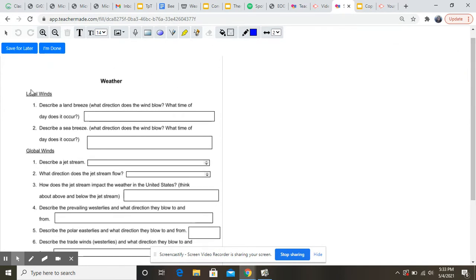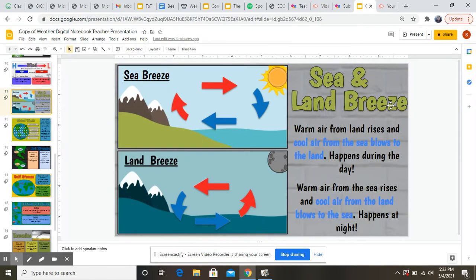So we're going to start with local winds, which are land and sea breezes. What happens in a sea breeze is warm air from the land rises, and the cool air from the sea is blowing towards the land. This happens during the day. So the air is blowing from the sea, so it is a sea breeze. And this happens during the day.